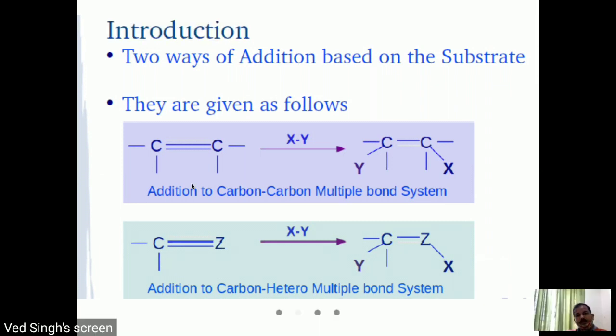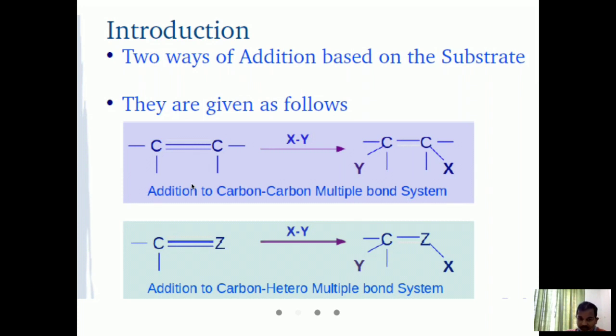So this is based on the substrate as well as the reactant. Substrate means the main molecule, and the reactant is what is going to be added to the molecule. This is one example given below. So in addition to a carbon-carbon multiple bond system, XY is the molecule that is going to be added to this unsaturated compound.